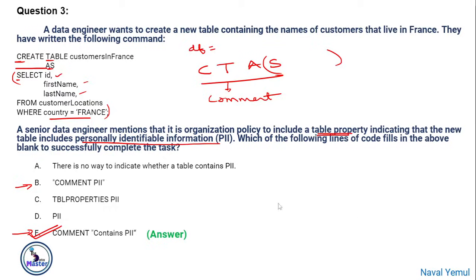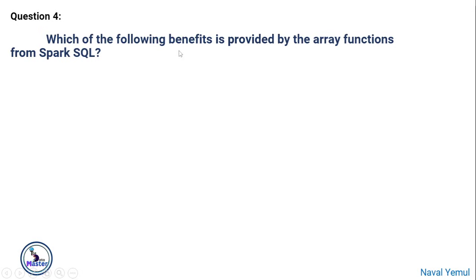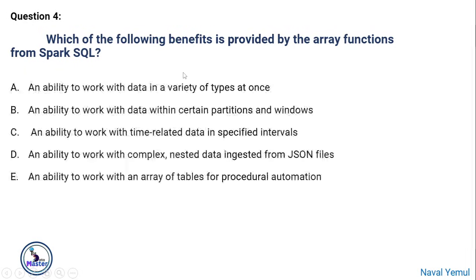So let us move forward. Which of the following benefits is provided by an array function from Spark SQL? So with an array function, you have elements in one specific column. That is an ability to work with complex and nested JSONs. Whenever you are dealing with JSON files, suppose you have a key value pair, and inside that key value pair for one of the columns, you will have some more elements. You can see this is a list of elements and you call this an array.